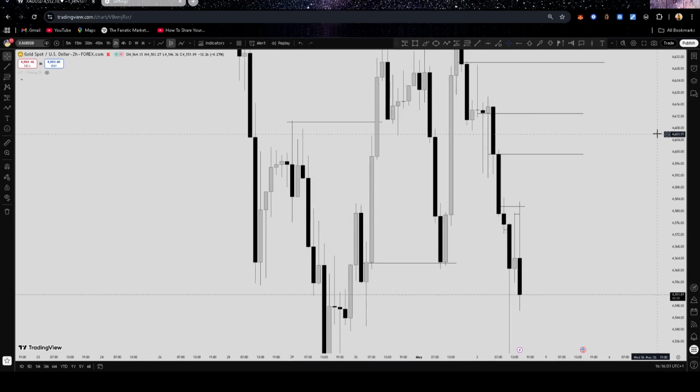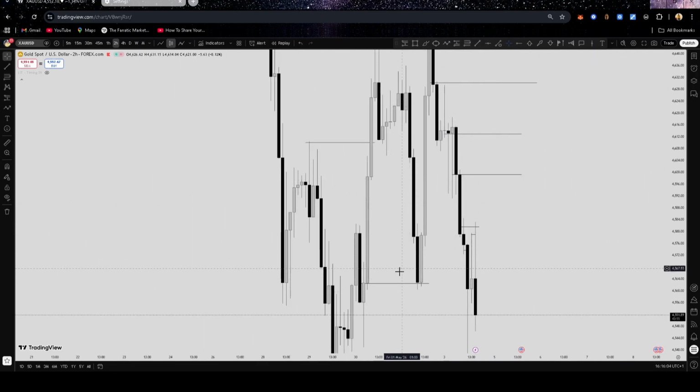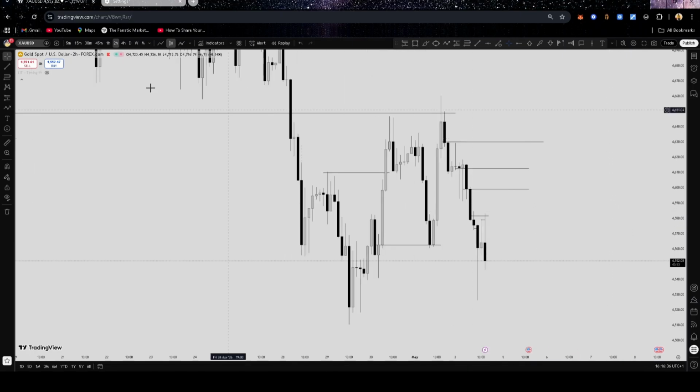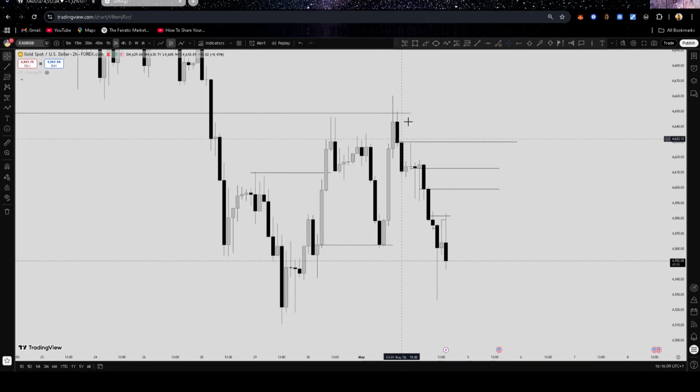So this makes sense for you to take a buy from. That's why price is buying from this key level. And a lot of people will ask, what if you see there are a lot of OCL on the chart? Which one can I choose?